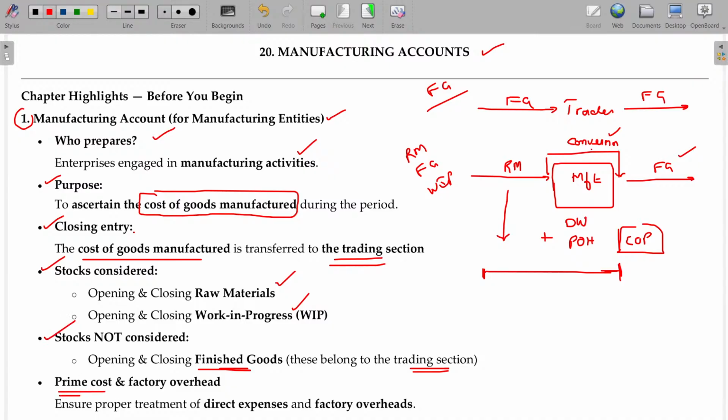Then you will arrive at the prime cost. Factory overhead is added to find out the cost of production. And ensure proper treatment of direct expenses and overheads. That's a very important point here. We'll see this along with some illustrations.